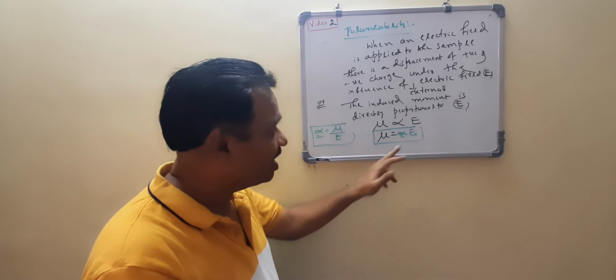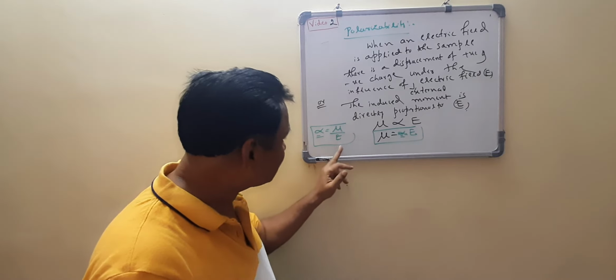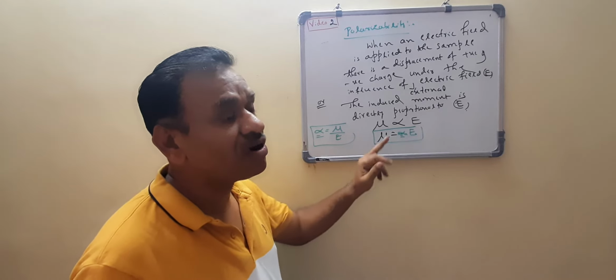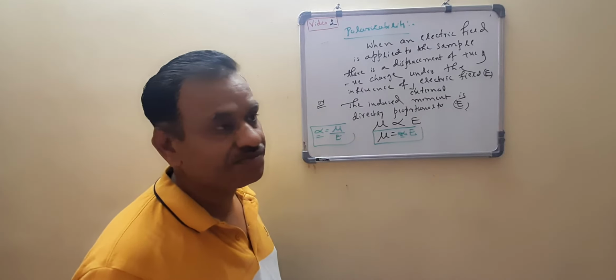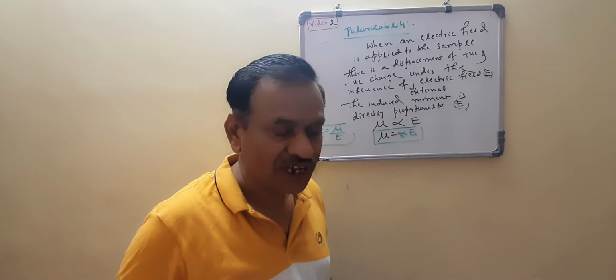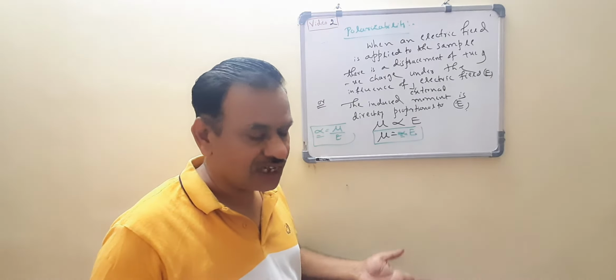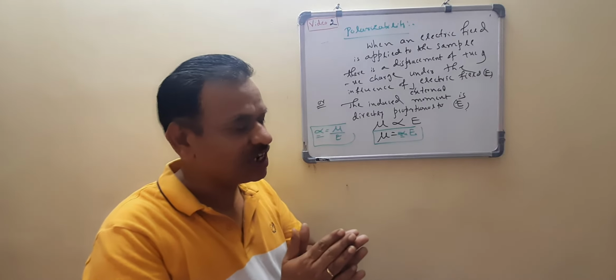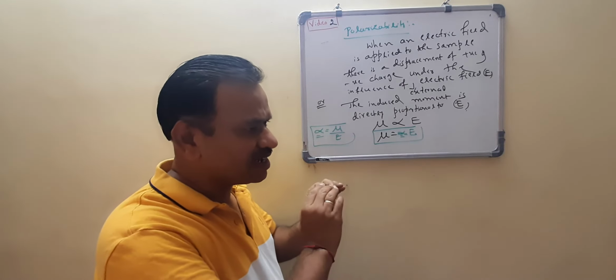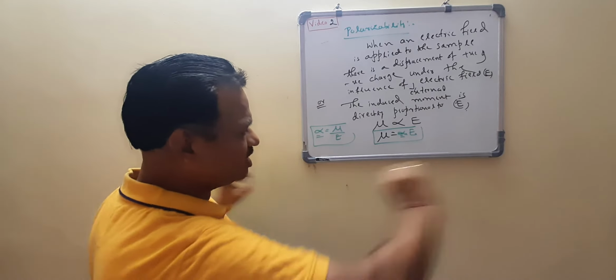Another classroom. Like that, the value of this alpha also differs from one material to another material. Here this is talking about the polarizability for the non-polar molecules. In the non-polar molecules, the positive charges and negative charges are superimposed. Now, when an external electrical field is applied, there is a displacement.